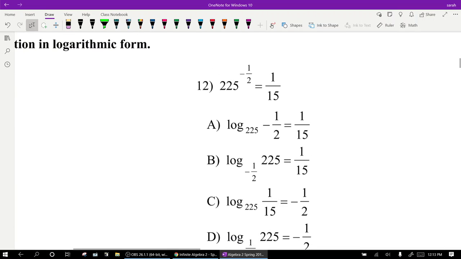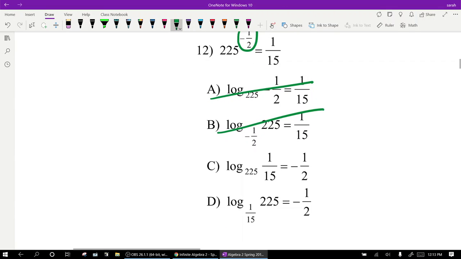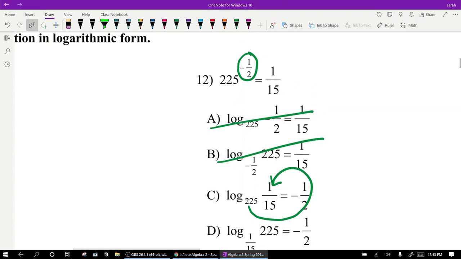Remember, the exponent is equal to the log, so we're looking for 1/2. Well, that's not 1/2, and that's not 1/2, so I've only got 1 over here, so I'm going to just go ahead and use my scorpion this way. It's going to be 225 raised to the 1/2 power equals 1/15th, and that one happens to be the correct one, so let's get that right. C is for number 12.